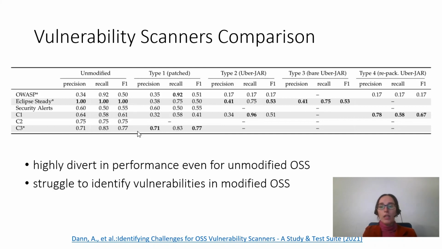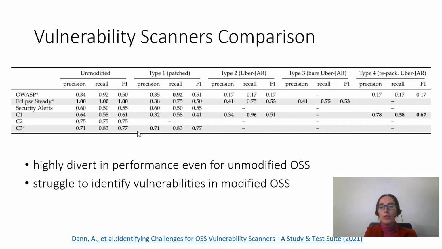This is the result of running the scanners against a test suite that was created using the findings of Steady, OWASP dependency check, and commercial tool C3. So the findings were manually reviewed in order to discriminate true positives and false positives. And what we see from this table is that even for the unmodified case, the tools perform quite differently. For Steady, the precision and recall are 1 because the findings that were manually reviewed were all assessed as true positive, and there were no findings of OWASP TC or C3 which were not found by Steady.